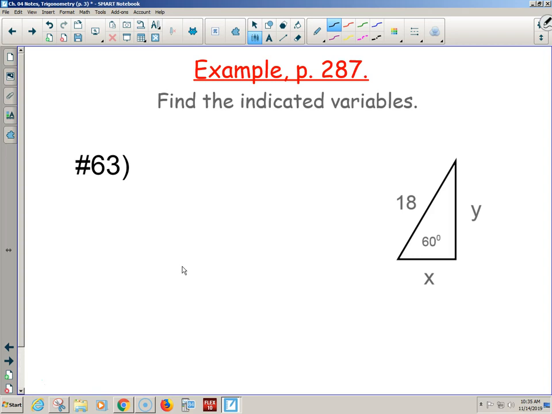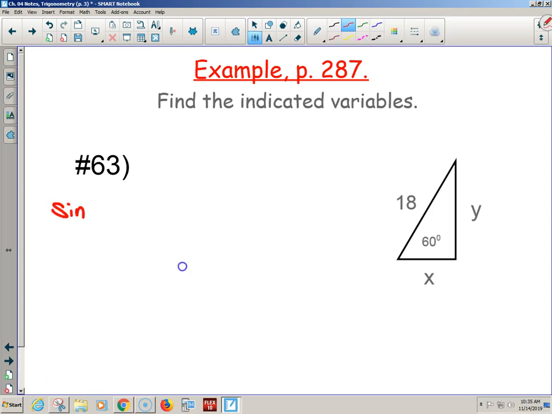Why would I not use tangent? Tangent is TOA, and I don't know the opposite or the adjacent. That's going to be a fail as far as trying to solve. But who could I use? A sine. Let's start there.